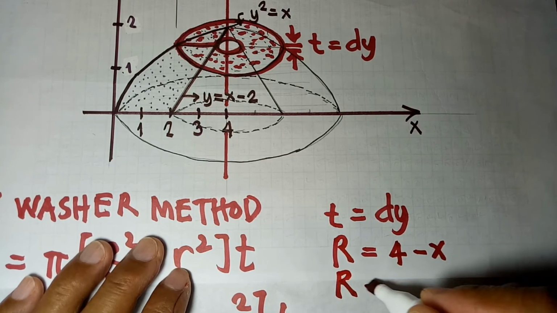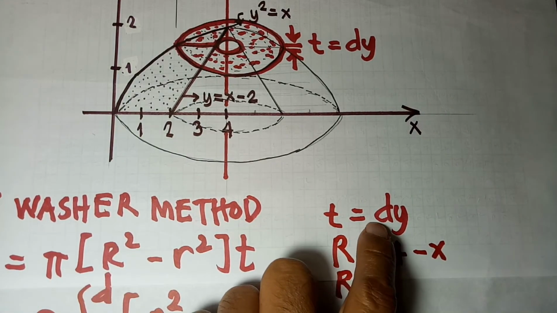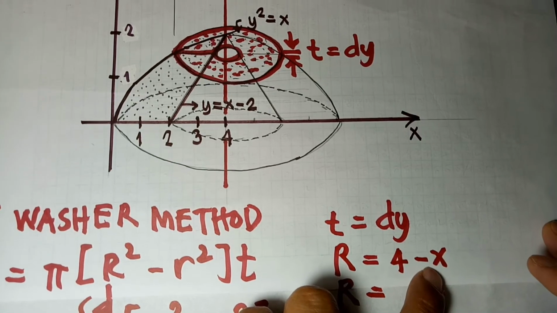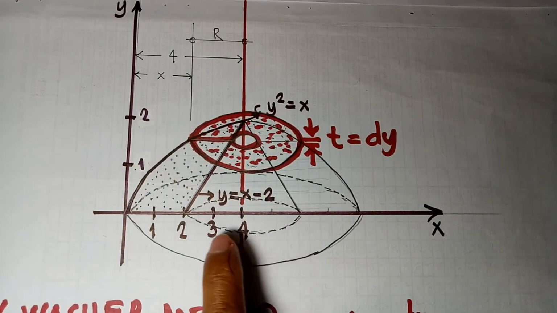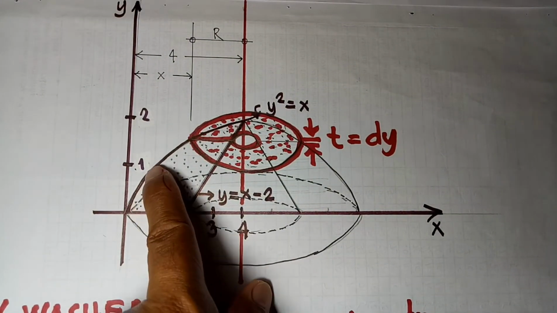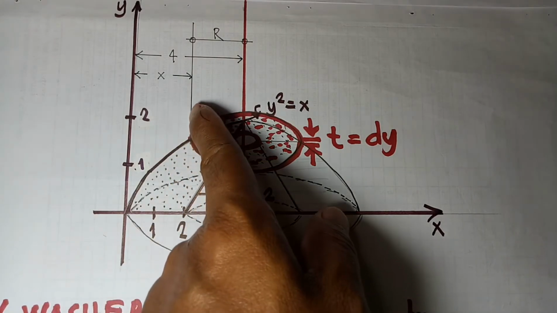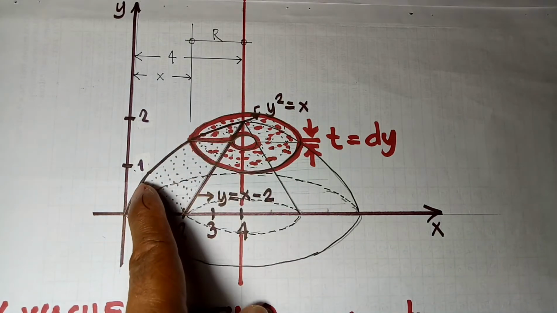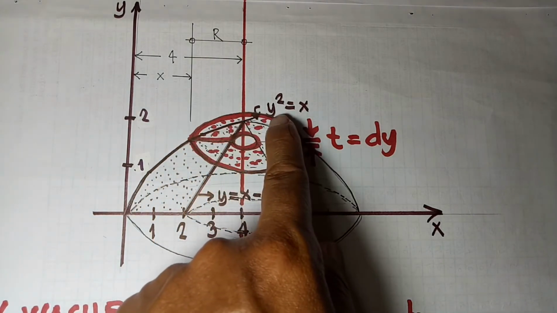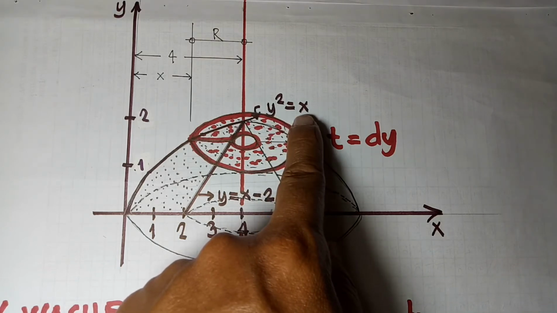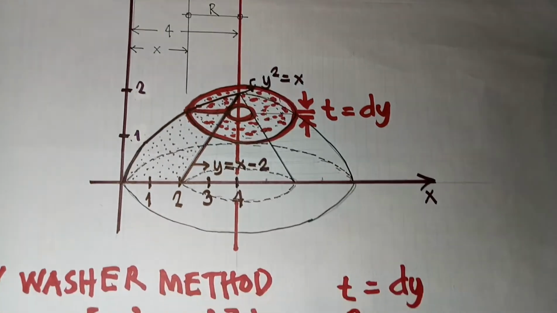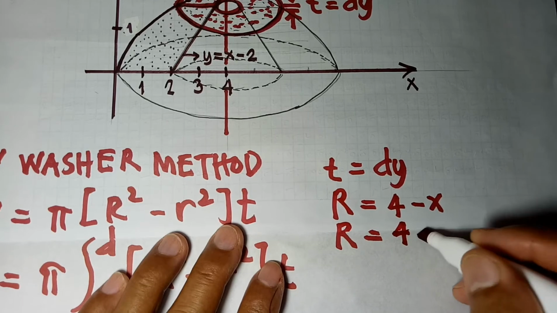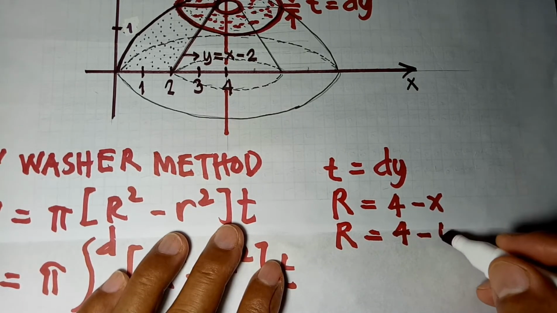Ngayon, dahil yung ating differential ay dy, itong x na ito ay ililipat natin in terms of y. At yung x na yan ang nagdi-define, dahil kita natin siya, no, nakatukod dito yung ating washer, no? Ang nagdi-define sa x na ito ay yung y squared equals x. So, x equals y squared. Kaya yung outer radius natin ay 4 minus y squared.